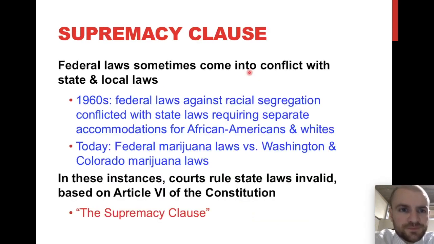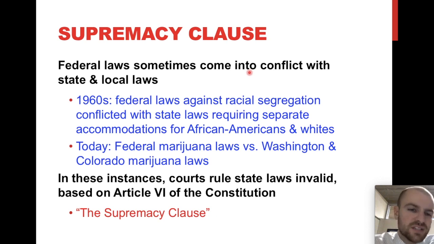So the Supremacy Clause. Federal laws sometimes come in conflict with state and local laws. For example, in the 1960s, there were federal laws against racial segregation that conflicted with state laws requiring separate accommodations for African Americans and whites. On one hand, you have national law that prohibits segregation, but then you had southern states that had developed laws that ran contrary to what the federal law had stated. In that case, federal law always trumps state law.